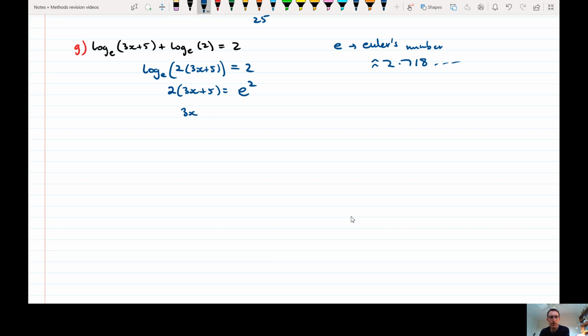So we divide by 2, which gives 1/2 e squared. We subtract 5, and then we divide by 3, like that, minus 5/3. And that is how we solve logarithms or logarithmic equations.